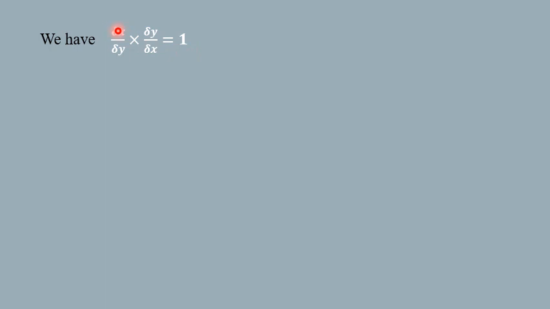Now all this delta x and delta y are not equal to 0, that means this delta x gets cancelled, delta y gets cancelled, and the answer will be 1.